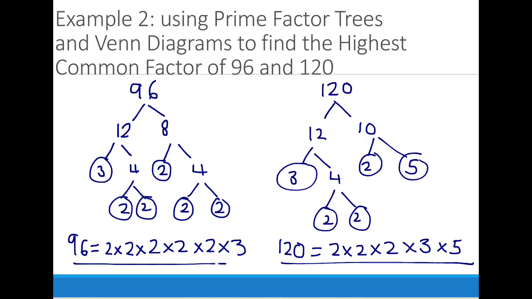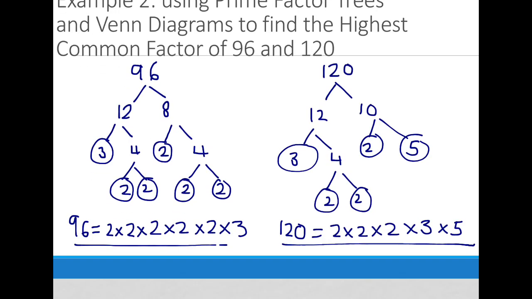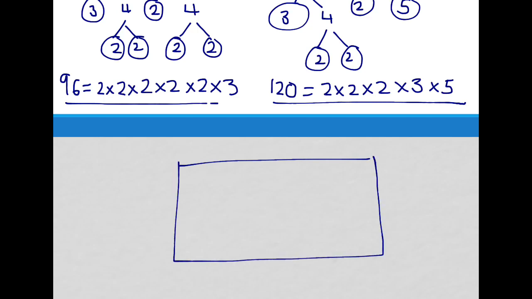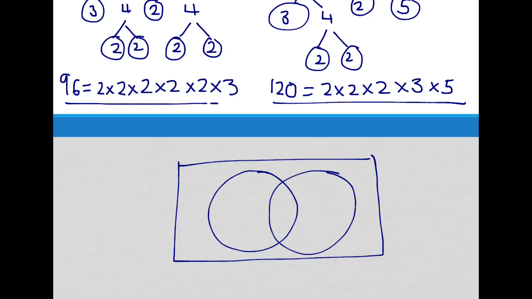So now we're going on and we're going to draw our Venn diagram. And remember, we start with a rectangle and 2 circles. So you need to draw this out. This is 96. This is 120. And what I'd like you to do is try and fill that in. So press pause. When you've had a go and you've done that, press play.